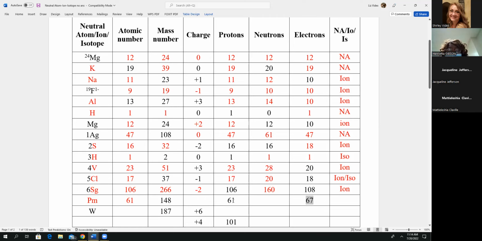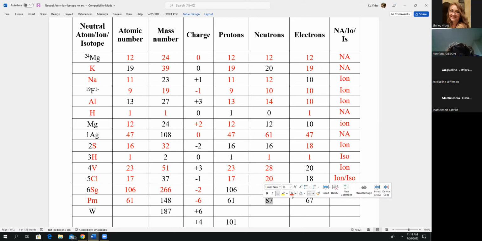All right, now we have 67 electrons. That means we have gained 6, right? So minus 6 here. Which means our number of neutrons, okay, so we have to subtract 148 minus 61. 148 minus 61 is going to give us 87, I think. Yeah, 87. Okay, so 87 is our number of neutrons.